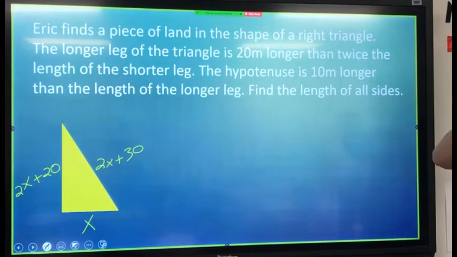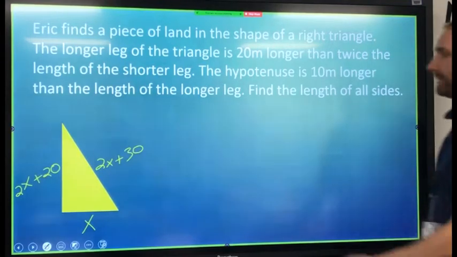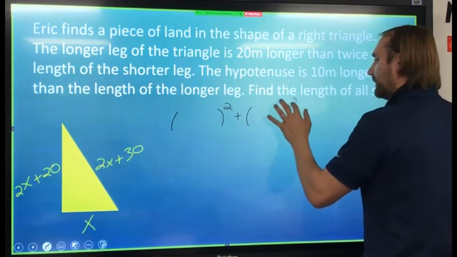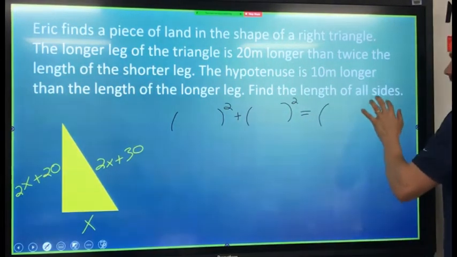What should I put? What formula should I use? A squared plus B squared equals C squared.